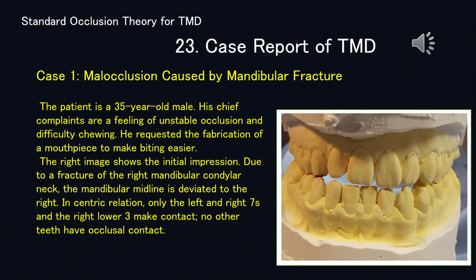Due to a fracture of the right mandibular condylar neck, the mandibular midline is deviated to the right. In centric relation, only the left and right sevens and the right lower three make contact. No other teeth have occlusal contact.